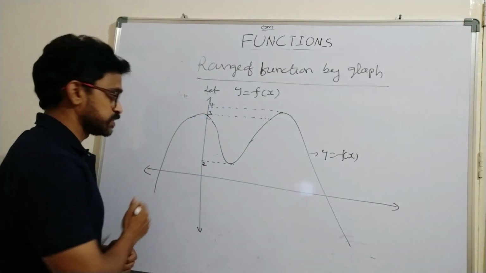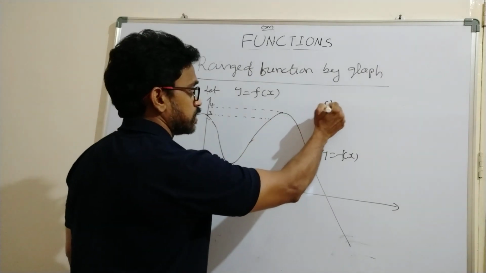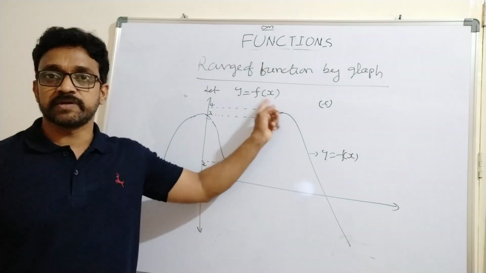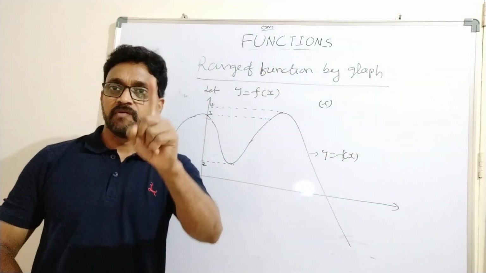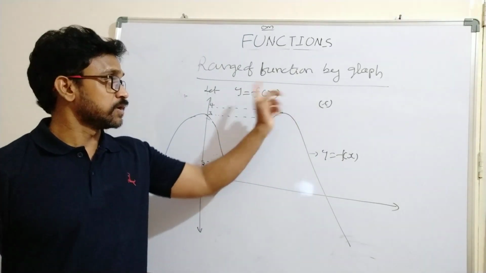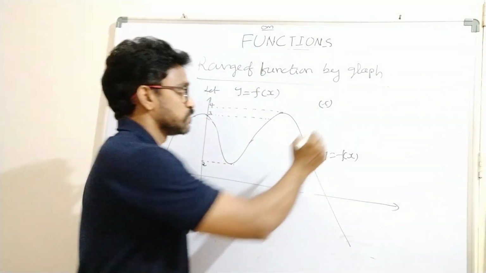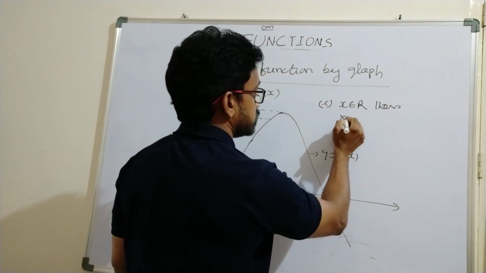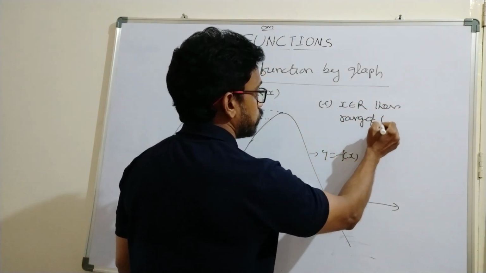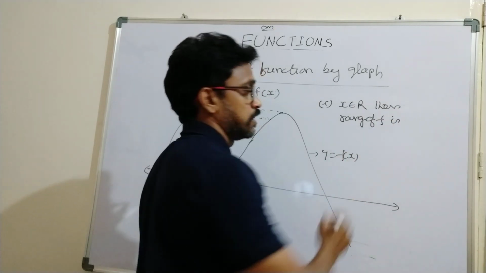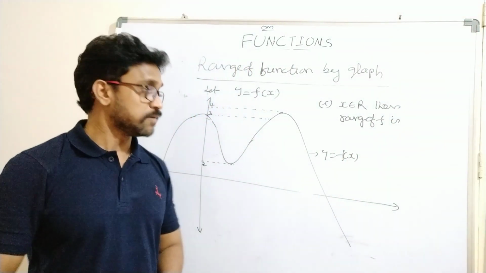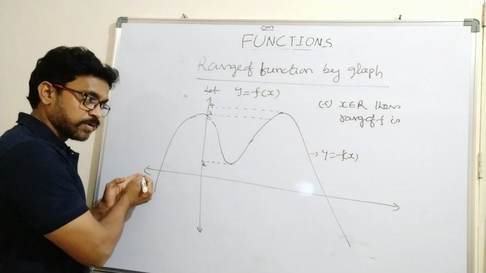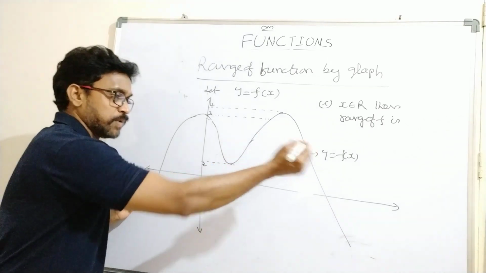Now observe here from this graph, one case I will take, that is, suppose the domain of this function is the set of real numbers. For example, one case I take here. Okay, the domain of this function is suppose the set of real numbers, that is, x belongs to R. Then the range of f is what? Observe the graph here. Here x values are what? From minus infinity to plus infinity.